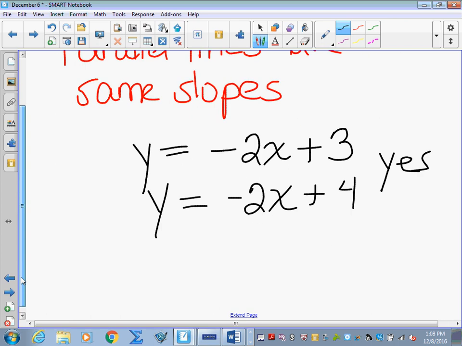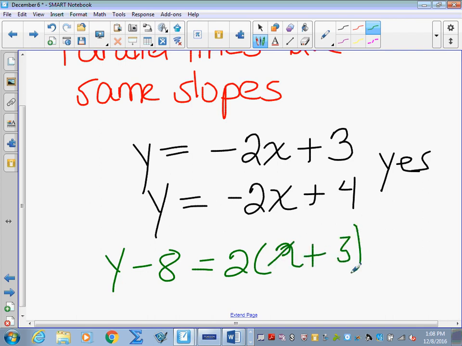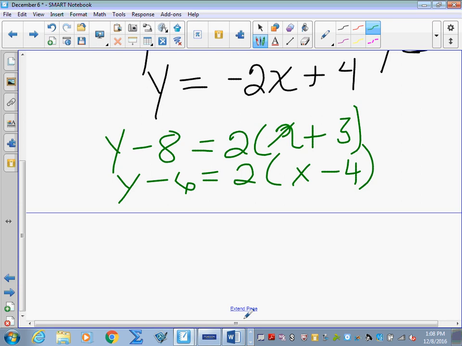I could also put it in point slope form. Let's say we had y minus 8 equals 2 times x plus 3, and then y minus 6 equals 2 times x minus 4. And I ask you, are those lines parallel? What would you say? Yes, because again, they have the same slope. That's how you tell if lines are parallel or not. They must have the same slopes.